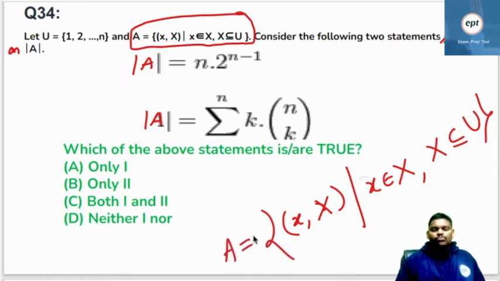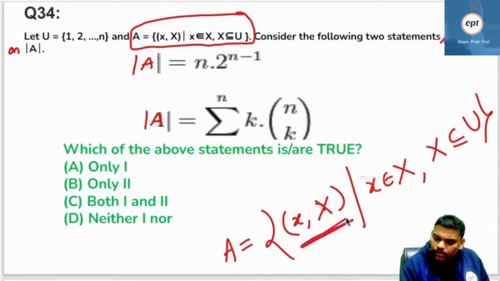A contains elements of the form (small x, capital X), where small x belongs to capital X and capital X is a subset of U. From U, take one subset, that is called X. In X, take one element, that is called small x. So A will contain all the pairs of this form.